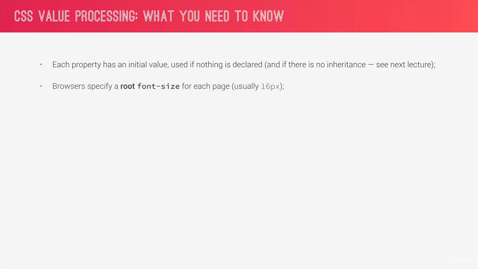Browsers specify a default font size for each page, and that's usually 16 pixels. And this is a user agent definition, so it's not an initial value coming from the CSS specification. Percentages and relative values are always converted to pixels in order for the CSS engine to be able to render the page on the screen.